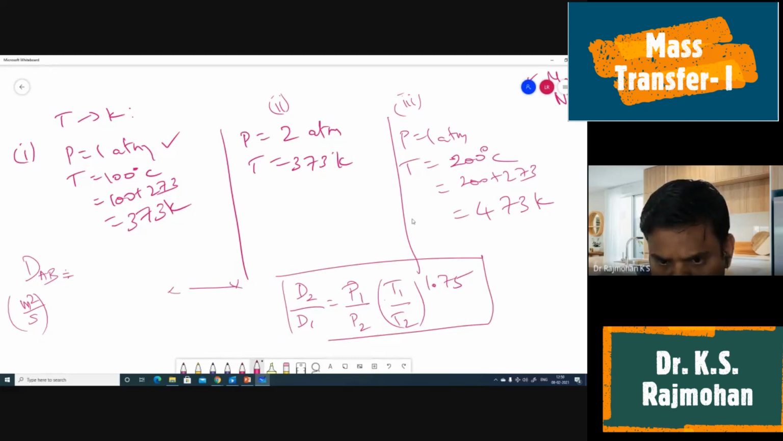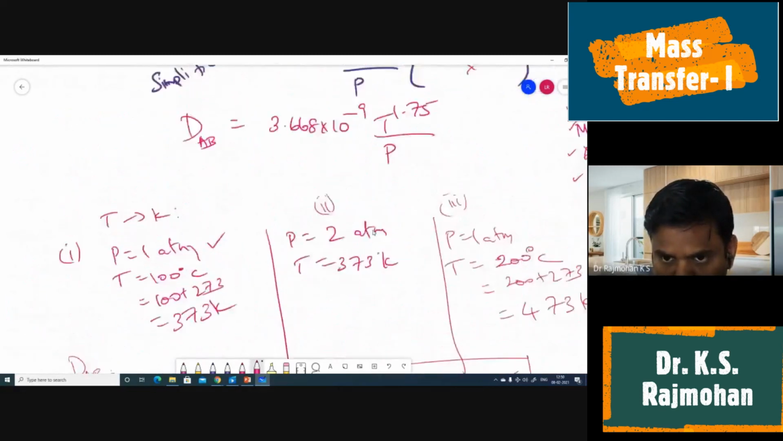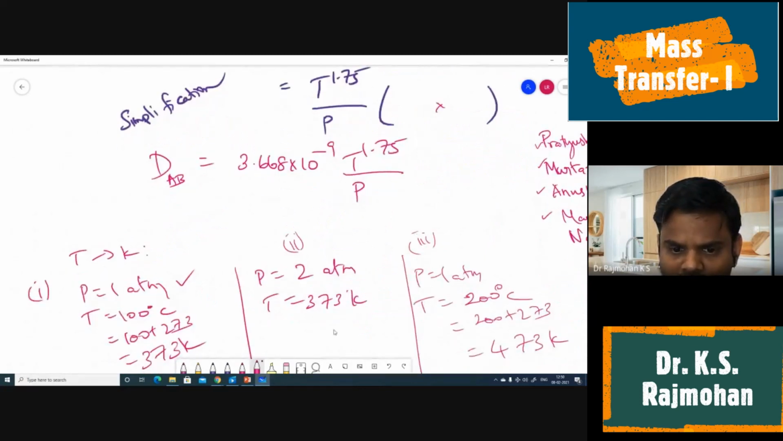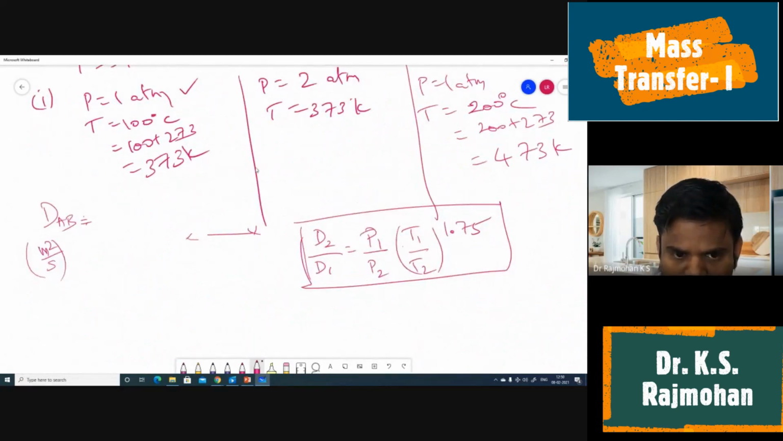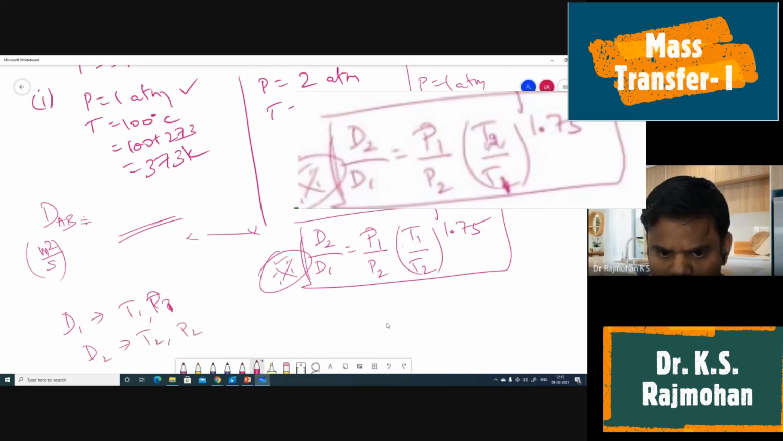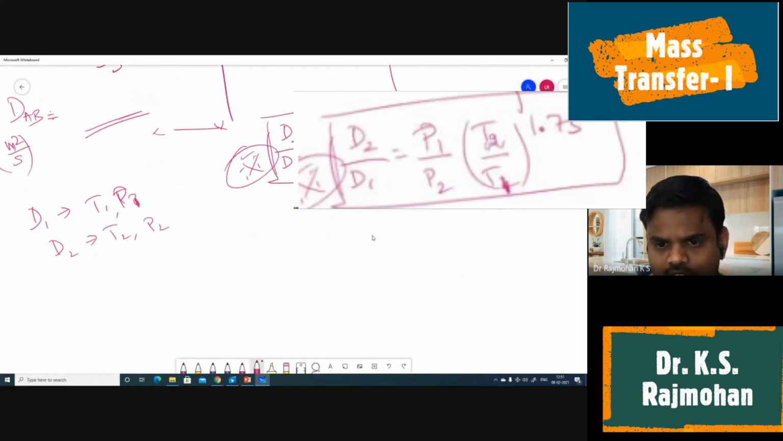So this also you can make use if you don't want to use this way. Directly you found out the first case value for T 100 degrees Celsius and pressure 1 atmosphere. You got DAB value directly for first case. To find for other cases, you can just simply change the conditions, make use of this to get the diffusivity with new conditions. Okay. So where D1 refers to T1 P1, D2 refers to T2 P2. So again for third case also I can do the same, right?